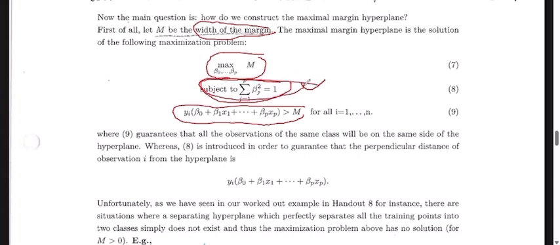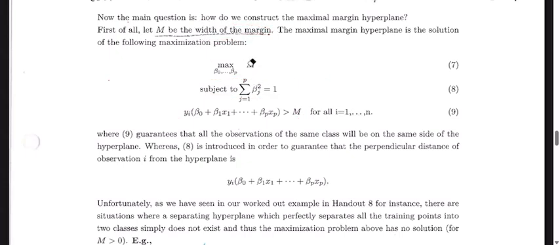And of course, why do we need 9? Because 9 is the one that has the greater than m, right? We need 9 because that will guarantee the observations of the same class will be on the same side. We want observations of the same class to be on the same side of the hyperplane. So this is going to guarantee that. And of course, the main intention is to maximize the width of the margin.